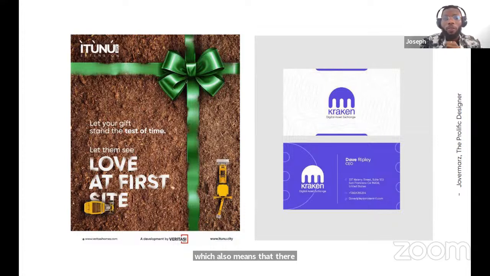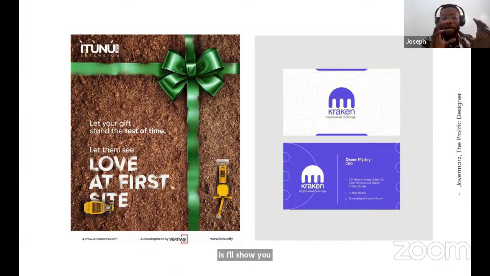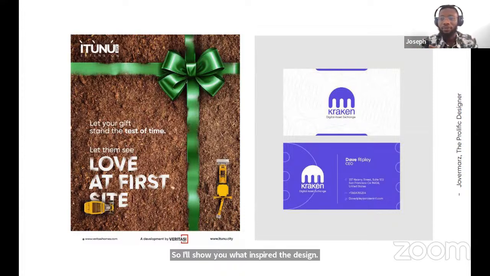Okay, so I think another thing I would do during the practical class, if somebody can jot this down so you remind me when we get there, is I will show you design inspiration and design execution. So I'll show you what inspired the design and what the design looks like. Because when you research, you get to see lots of inspiration. And I mentioned something yesterday. I said, steal like an artist.